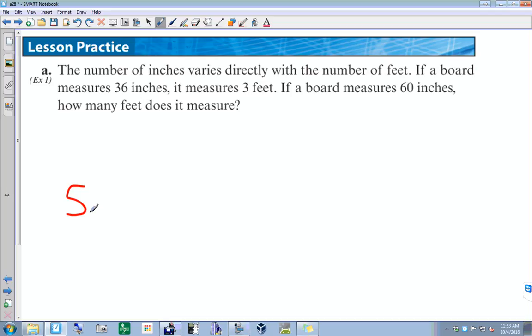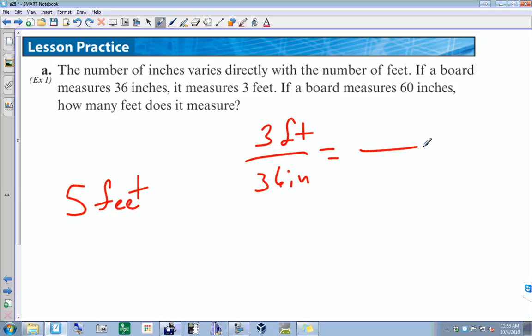This is where labeling comes into play. What are we talking about here? Feet. So we got to make sure that we put in the feet. Okay. The number of inches varies directly with the number of feet. If a board measures 36 inches, it measures 3 feet. Okay. I honestly like dealing with it like this. If I can set it up as a ratio, it's always a lot quicker for me. Okay. Especially if I only need to figure out what one thing is.